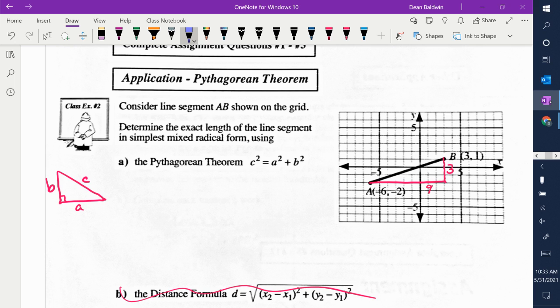That's right. So this will be, I'll just call this A. This will be B. It doesn't really matter. There's my C. So if we use the formula, A squared plus B squared equals C squared. A squared is 9. B is 3.